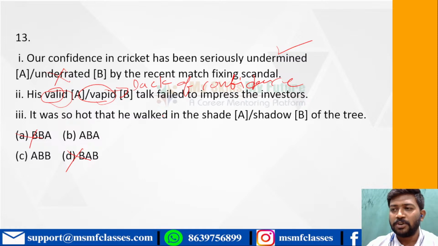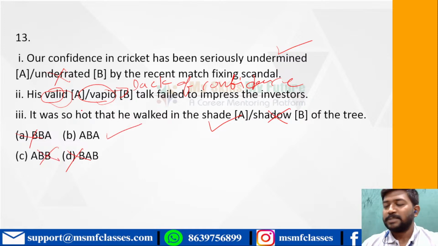Shade of the tree or the shadow of the tree. Yes, good. We have to say shade of the tree. Shadow we should not use like that. So go with option B. Sorry, A, B, A. This gives the correct sentence. This is also wrong. This is the explanation about this one. Now let me move to the next question.